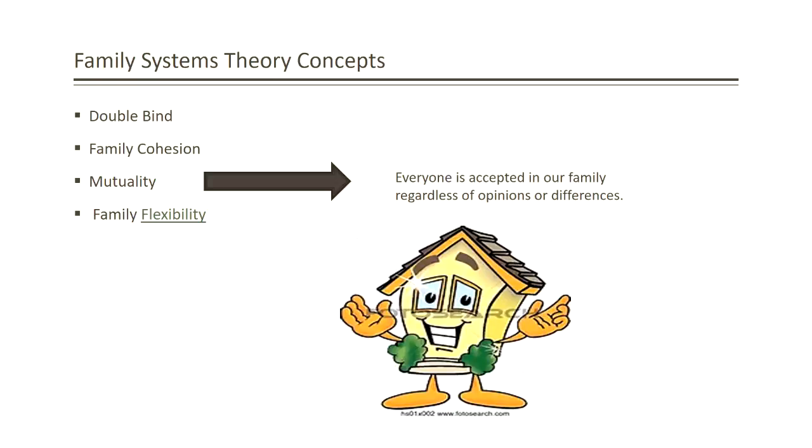And last, we will talk about mutuality, which is found in open families in which everyone is accepted and loved despite their differences of opinion. So it doesn't matter if you agree with me or don't agree with me. If you're in a completely different political party, it doesn't matter. You're accepted and loved in this family. We don't care about any of that.